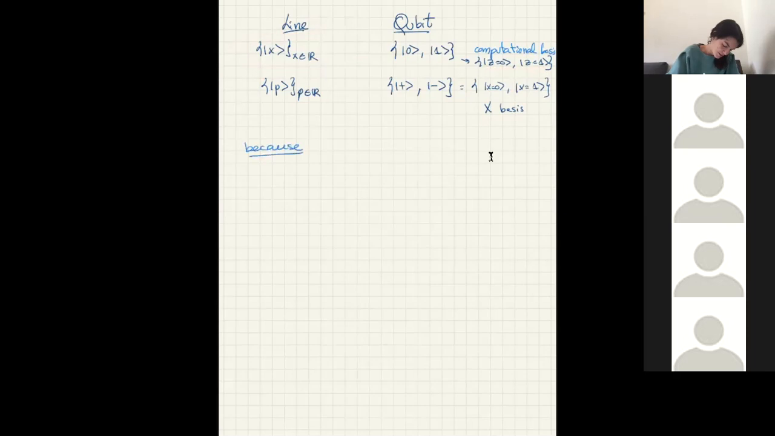How we can express these vectors in terms of the computational vectors. Okay, so if we take x equals 0, so that's just a plus state. This was 0 plus 1 over square root of 2. And I'll give you a more complicated way to write the same thing.